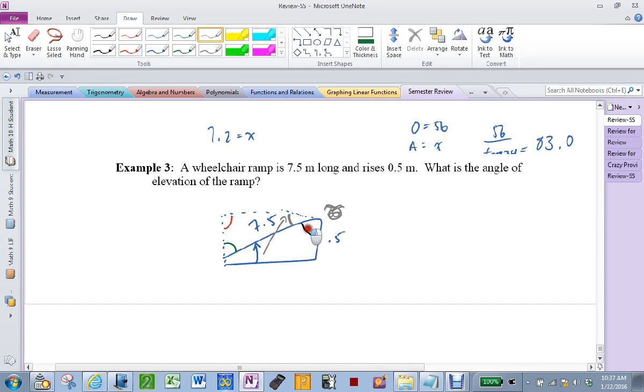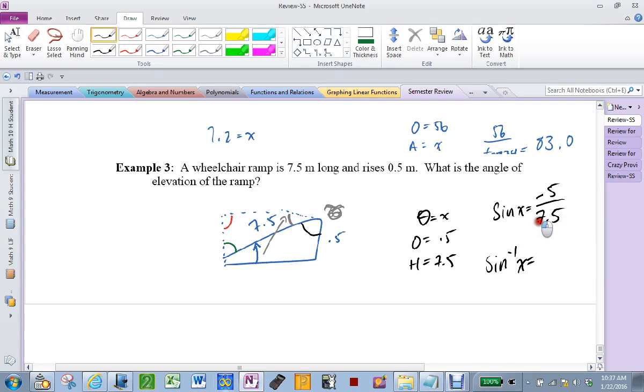Does everyone understand that? Now, of course, the question becomes, do I have a theta? No, because that's what I'm looking for. I have an opposite, which is 0.5, and I have a hypotenuse, which is 7.5. What uses O and H? Sine. So sine x equals O 0.5 over H, 7.5. What finds me angles? Shift sine.